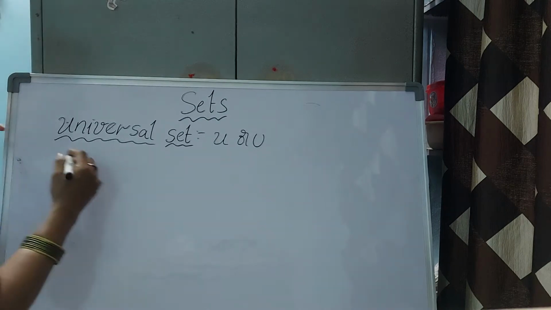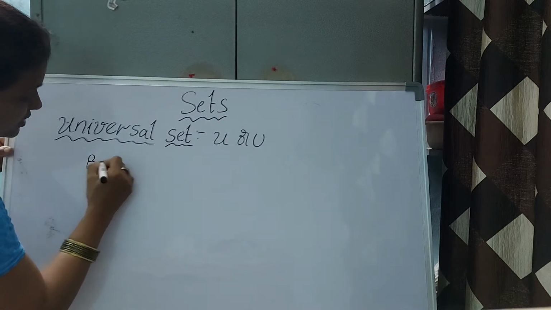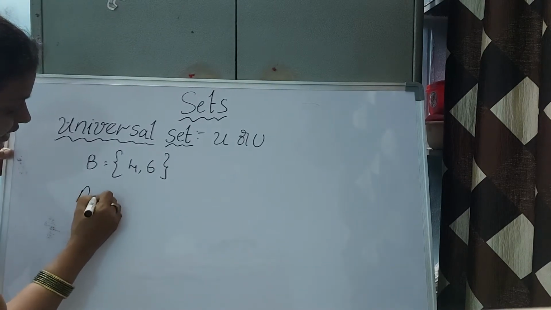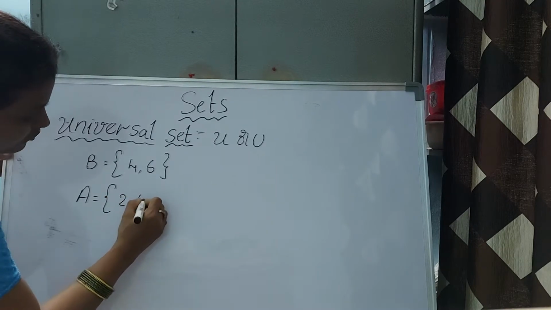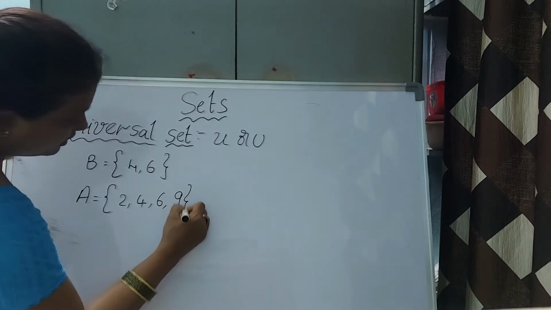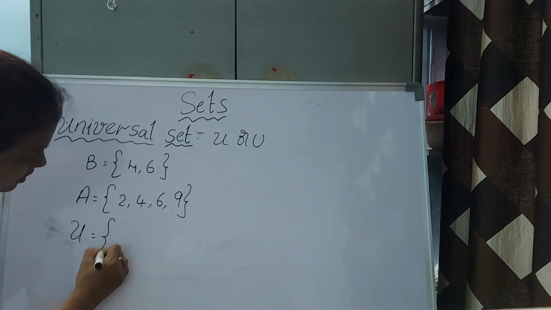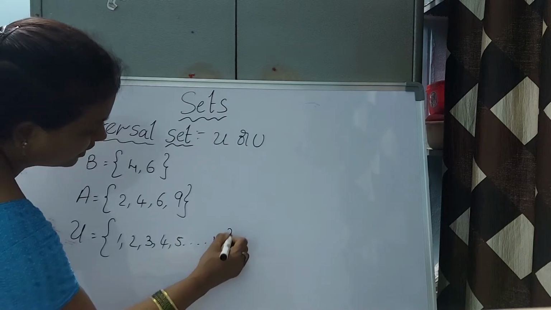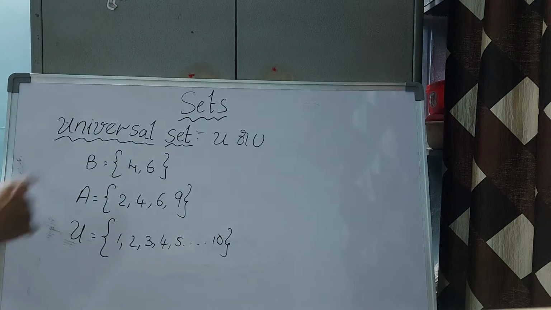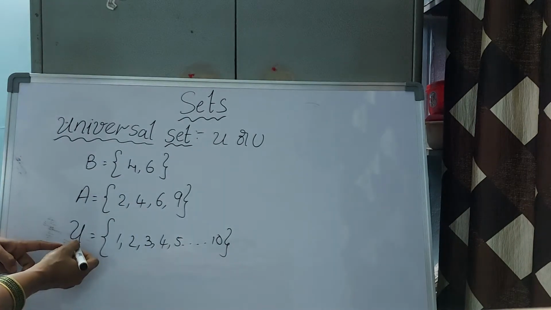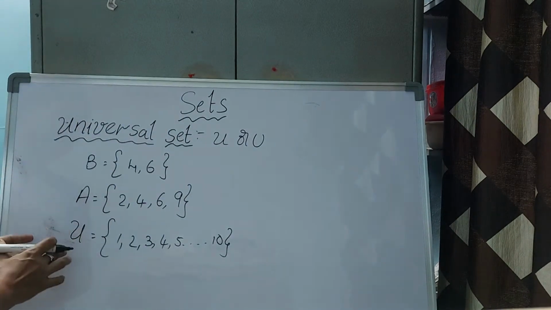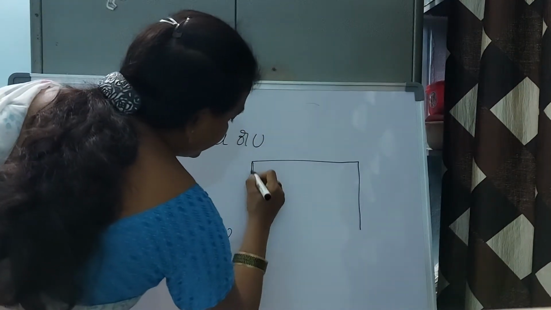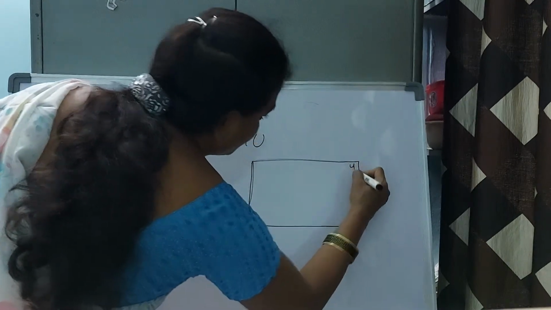Next one, if you take A as some elements and B as other elements, and mu is nothing but the universal set. If you take B equals 4, 6, this is one set. If you take A equals 2, 4, 6, 9, then the universal set is 1, 2, 3, 4, 5 and so on up to 10. How to denote these sets in the form of a Venn diagram? First, mu. Among all these sets, mu is the big set, so you have to take it as a rectangle. That is the complete mu set.